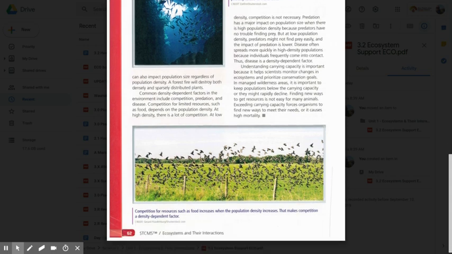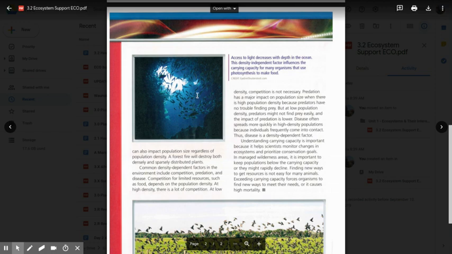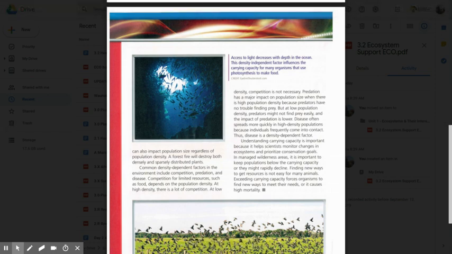If you look at the pictures, we'll go back. The one on the bottom here says, competition for resources such as food increases when population density increases. That makes competition a density-dependent factor. Here we go with this one. Access to light decreases with the depth in the ocean.